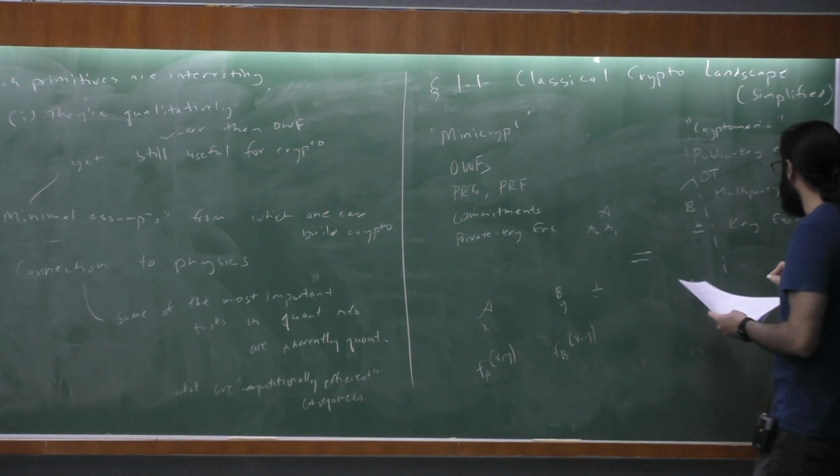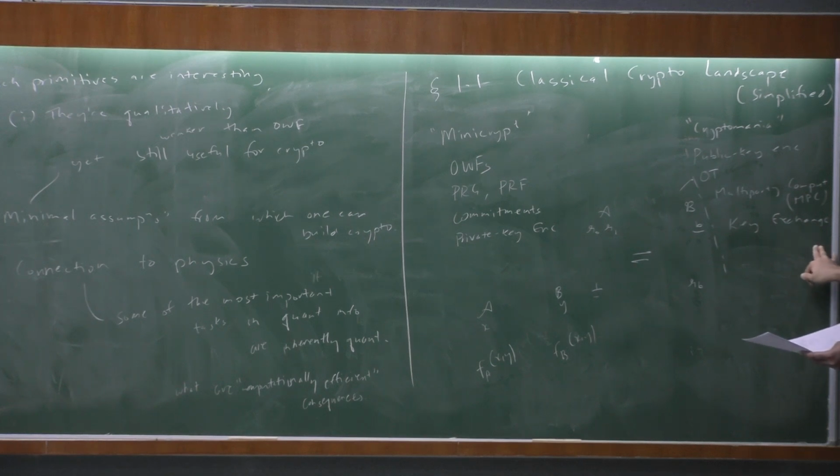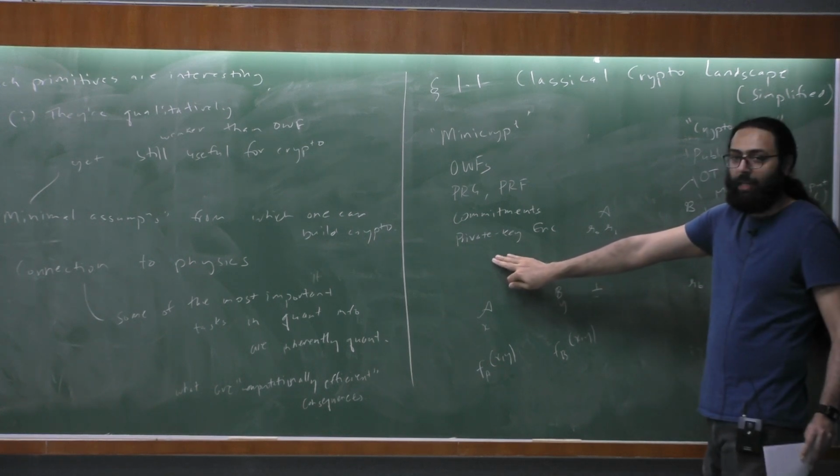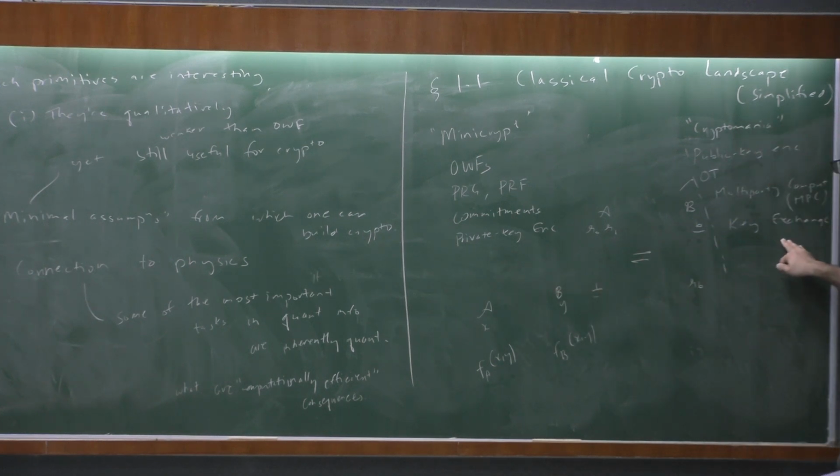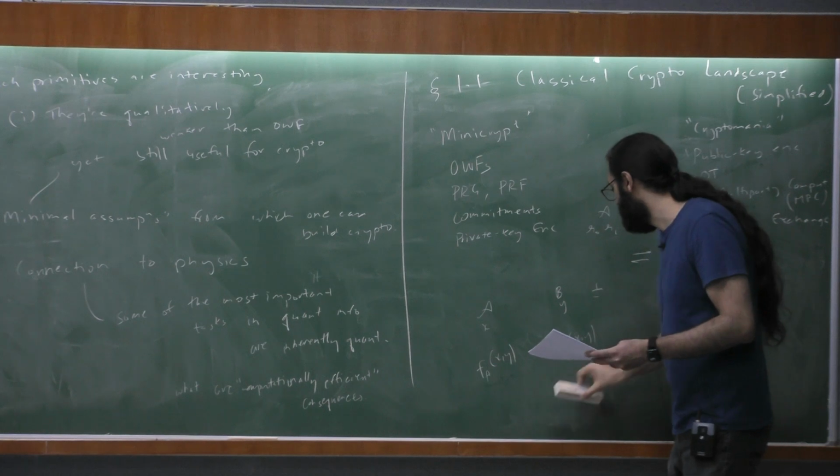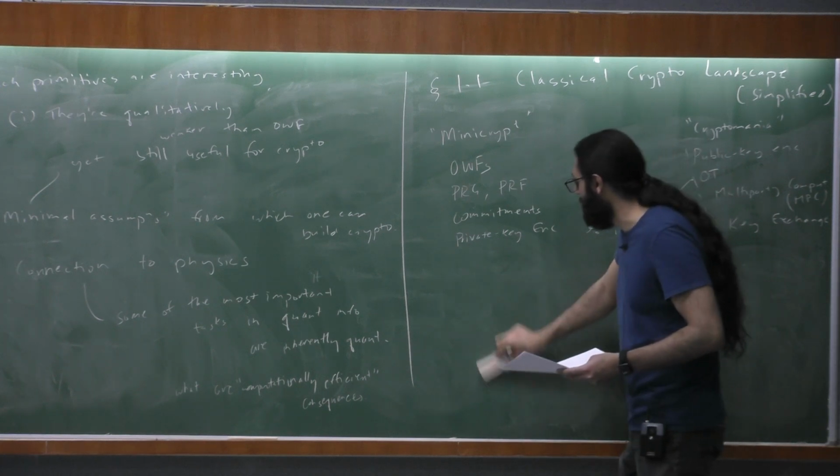And this also allows you to do key exchange, because here you're assuming that everyone has access to the same shared key. And this allows you to do key exchange. Of course, public key encryption allows you to do key exchange, so it's already there. So that's sort of the landscape of classical crypto.